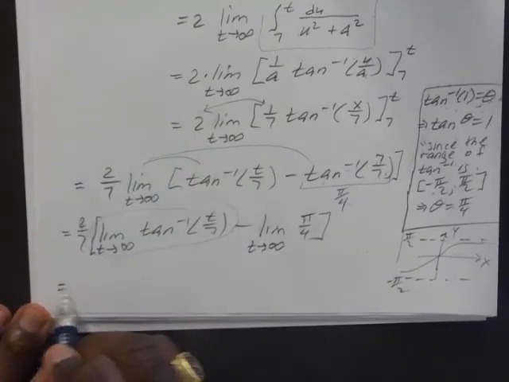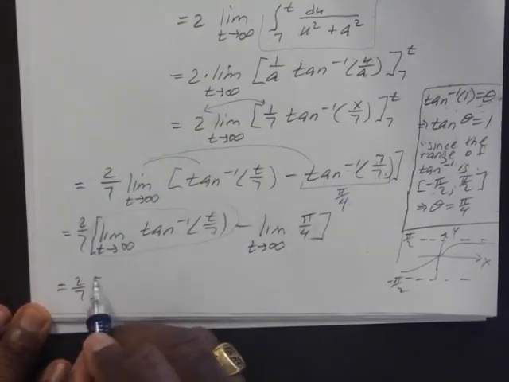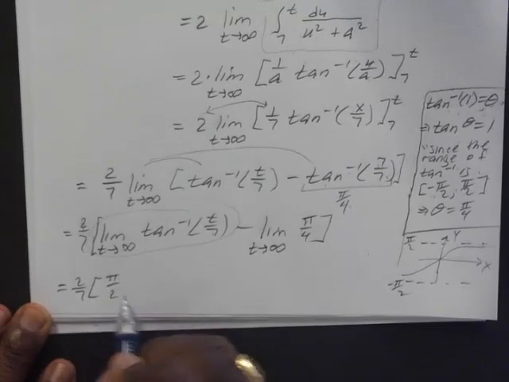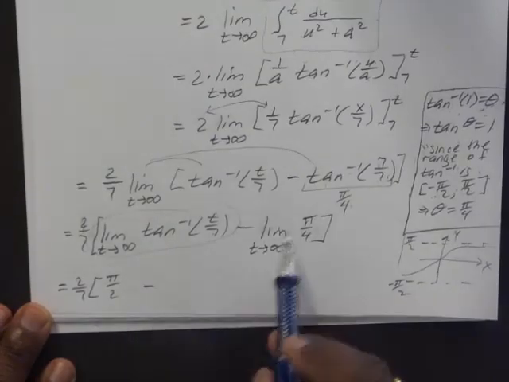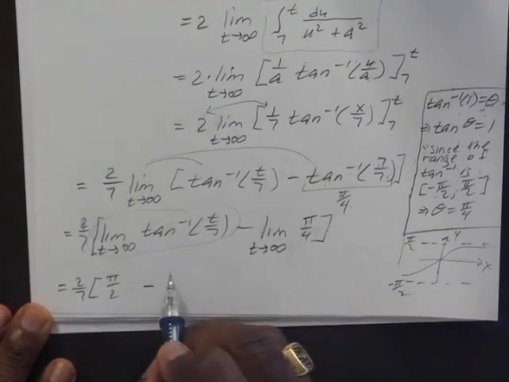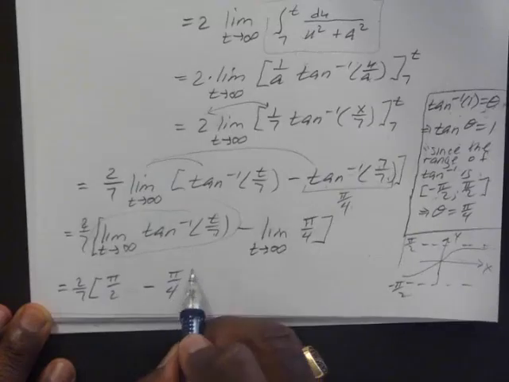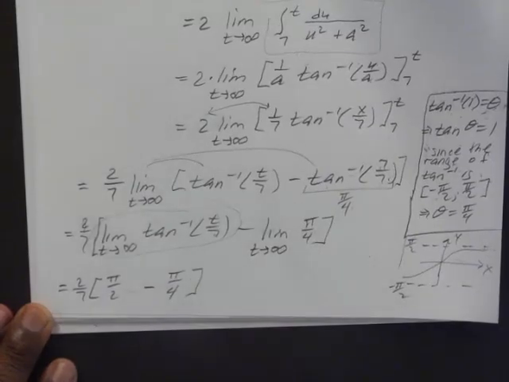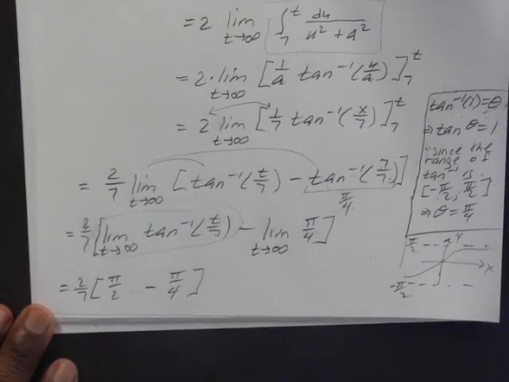So we know this will give us 2 over 7 times pi over 2, minus the limit of a constant, which is just that constant. So that limit is pi over 4.